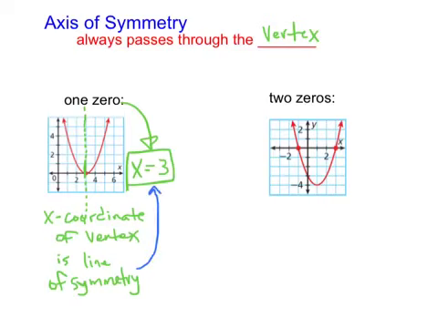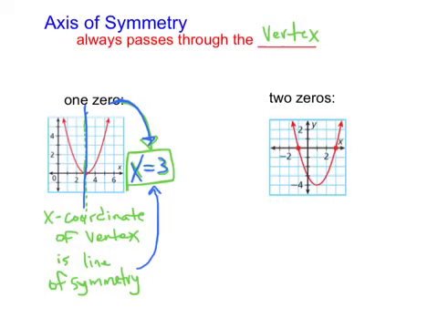Because if we remember anything about our straight lines, a horizontal line is y equals something, but a vertical line is x equals some number. And so this line right here is x equals 3. And that also is our line of symmetry.